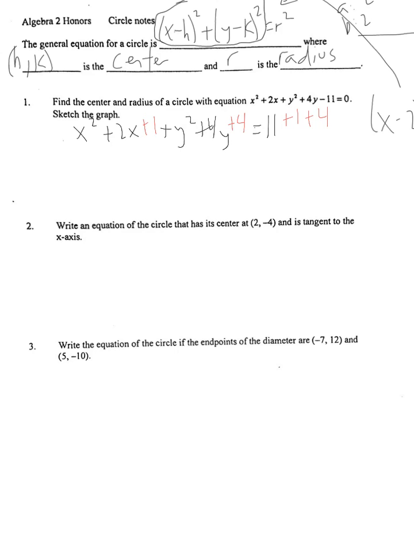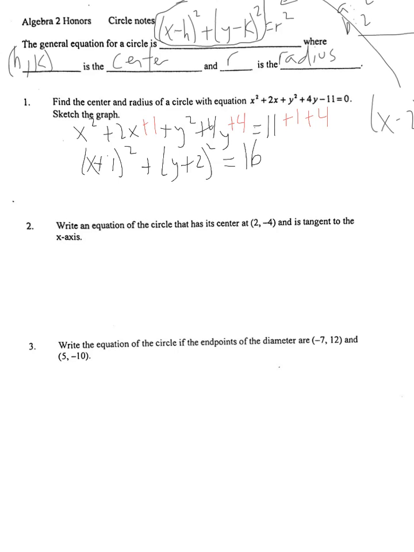And then we factor. Once you create those c values, we factor. So the x group becomes (x + 1) squared, plus, factor the y group, (y + 2) squared, and then add all that mess on the right side. So 16. So there's your circle equation.